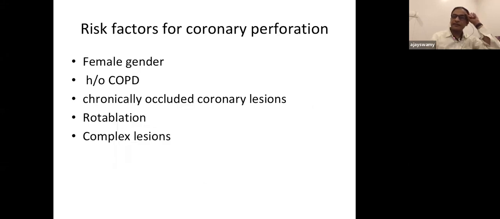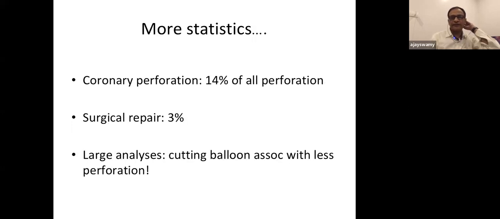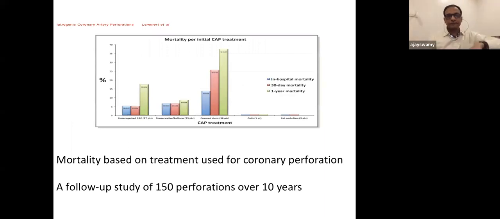The risk factors are female gender, history of COPD, chronic total occlusions, use of rotablation, and now we should add other calcium modifying tools as well, and presence of complex lesions. Coronary perforation accounts for 14% of all perforations known. About 3% of them occur even after surgical repair. And large analyses have shown that cutting balloon is associated with lesser perforation than conventional non-compliant balloons going up to high pressures.